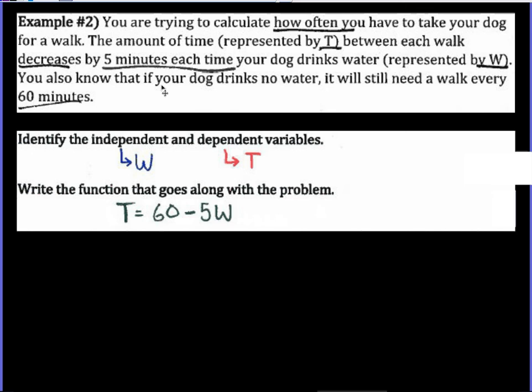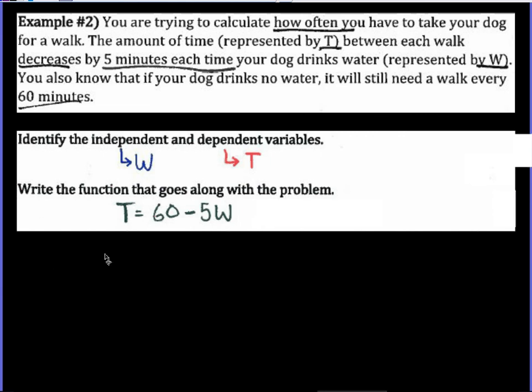And that makes sense too, right? Because it's saying that if they drank no water, it would need to walk every 60 minutes. So if I plugged in 0, meaning they drank water 0 times, this whole term would go away, and all I'd be left with would be that 60. And that's how we get that right side there.